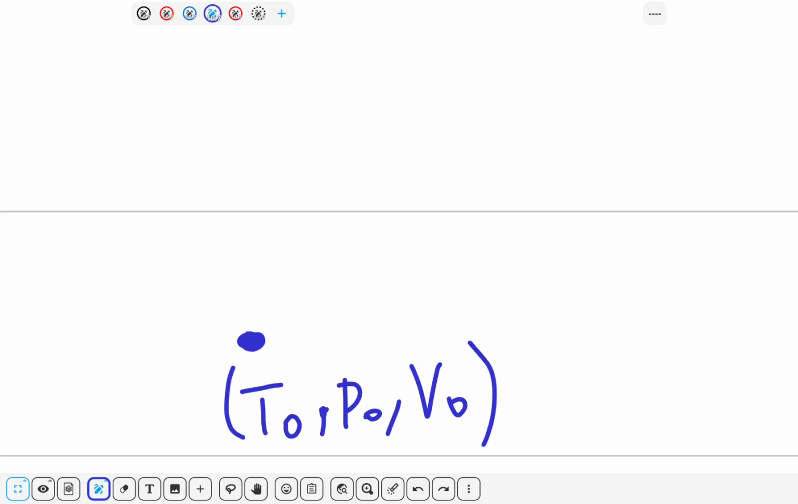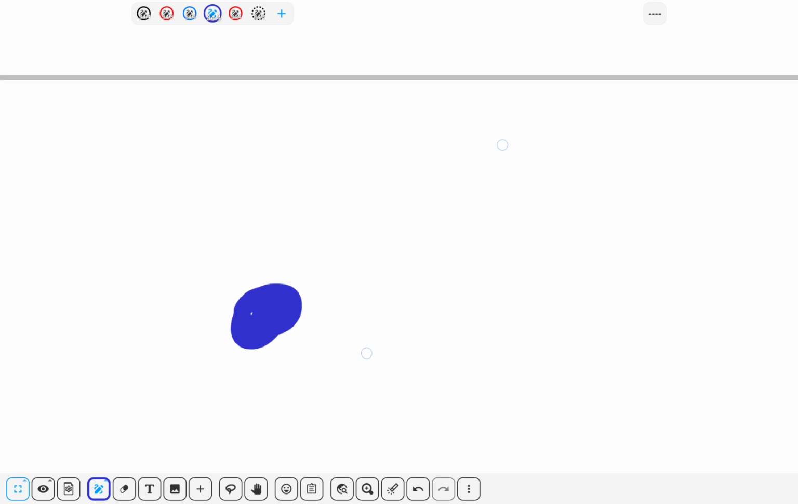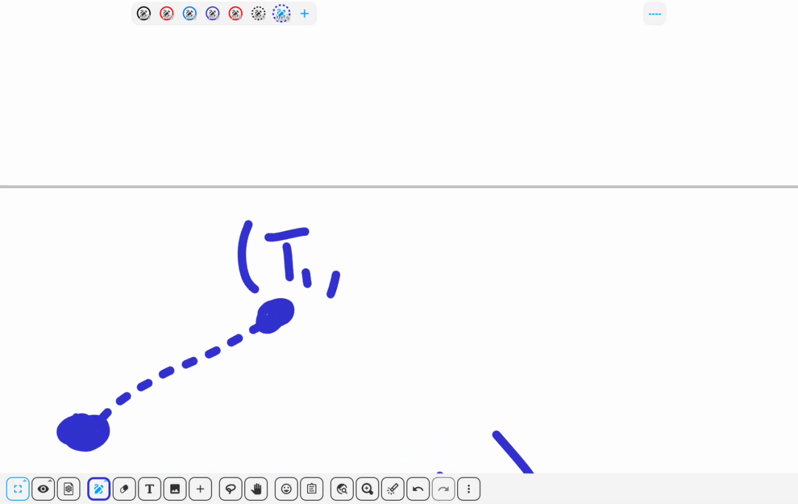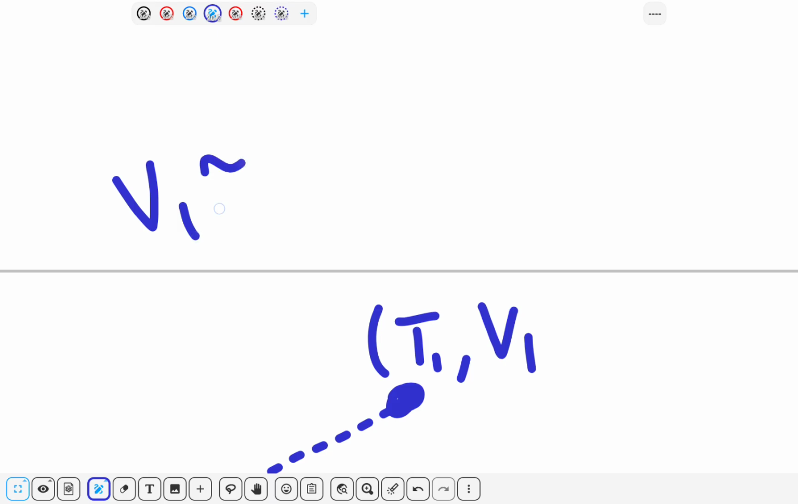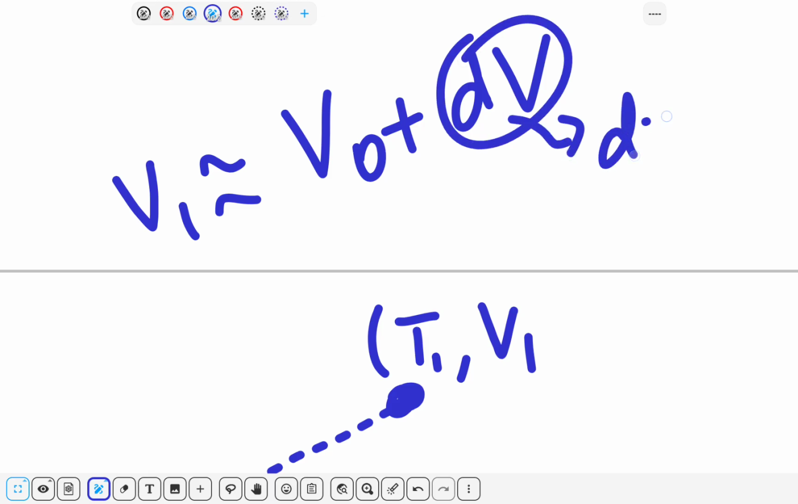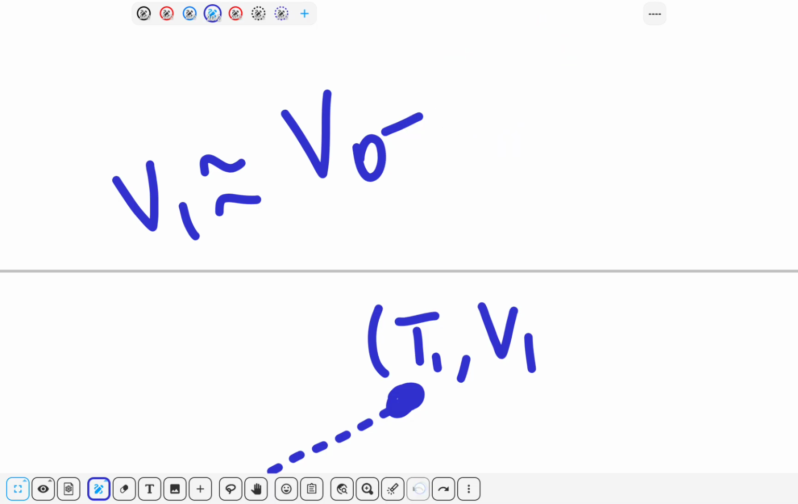After some time I will just come here. So basically, this is my new temperature after some infinitesimal temperature change, and some volume change. Basically, volume is V naught plus dV, a little. This dV is because of the slight change in temperature, and some pressure.